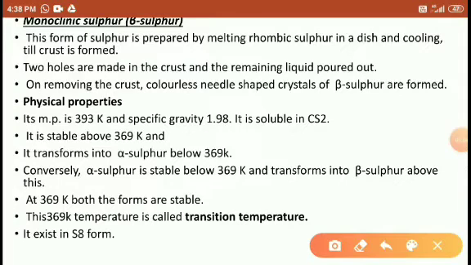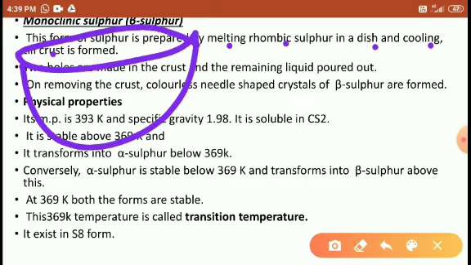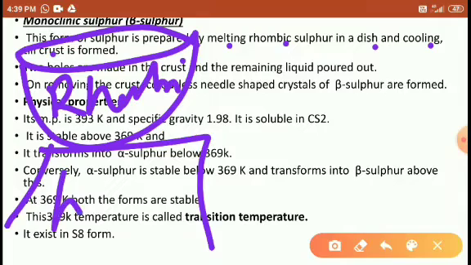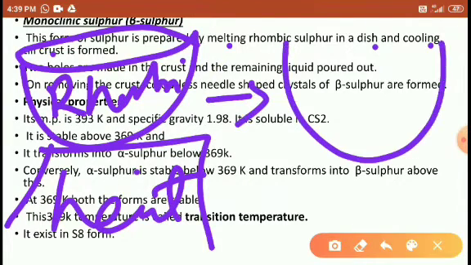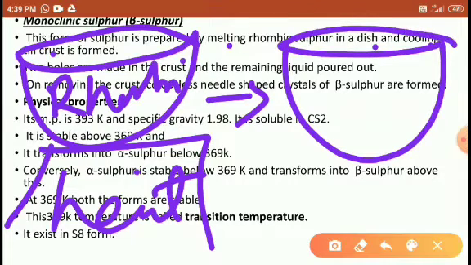Monoclinic sulfur or beta sulfur. It is prepared by heating rhombic sulfur in a dish and cooling. On cooling it solidifies, and we call it the crust. So we heat the rhombic sulfur. Initially it melts, and afterwards when we keep it for a long time, it solidifies. This solid we cannot remove easily.